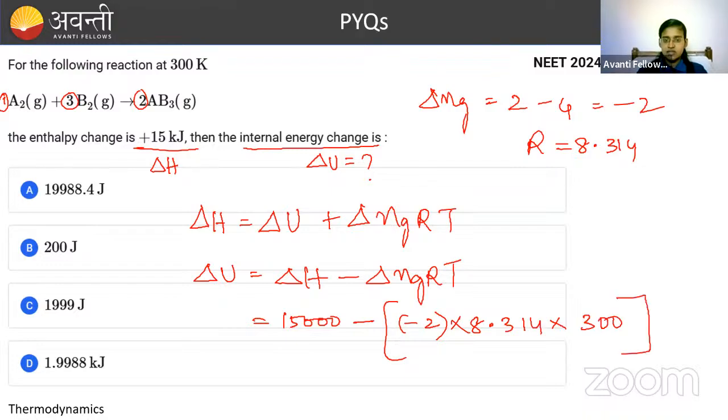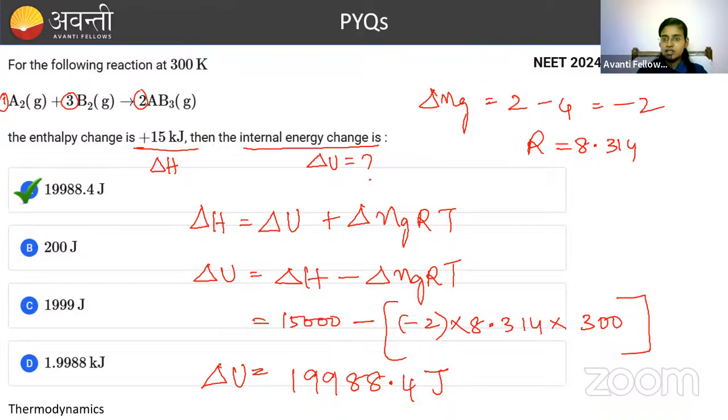So the final answer, Rakshita, you have to give in terms of joules. It is 19988.4 joule. So this is the value of delta U. Okay, so what have you given? Yes, in terms of kilojoules you have said, it is correct only. But we don't have the answer in terms of kilojoule in the options, right? So it should be option A, in which it is given in terms of joules. Clear?